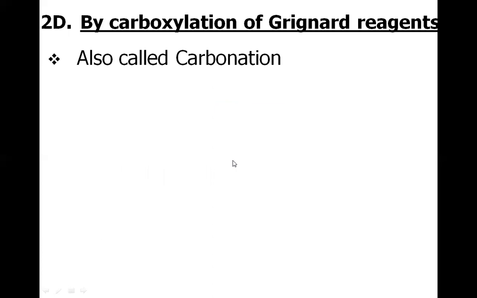The fourth method to synthesize the carboxylic acid is the carboxylation of Grignard's reagent. The same process is also called carbonation of Grignard reagent.